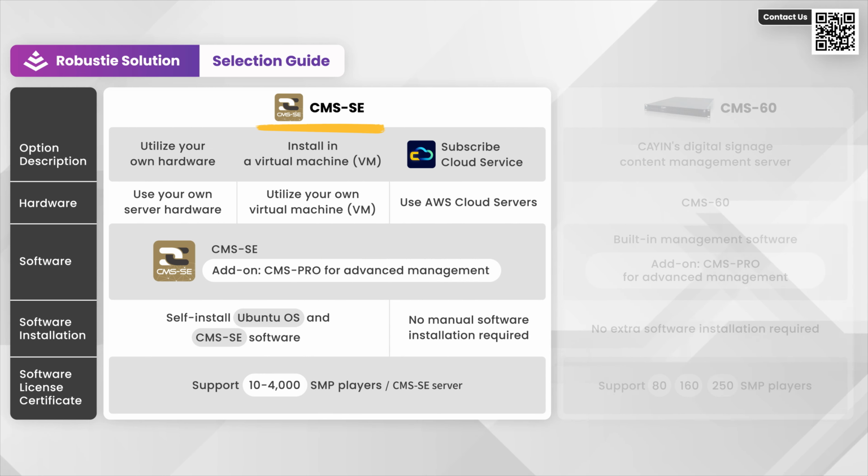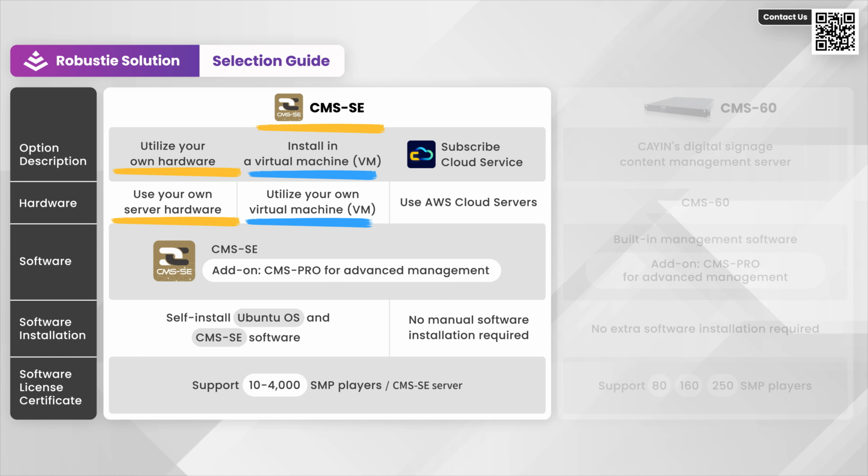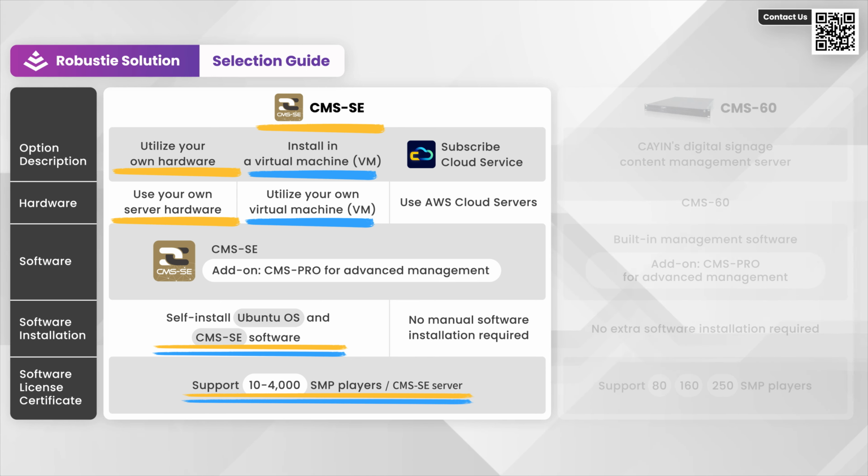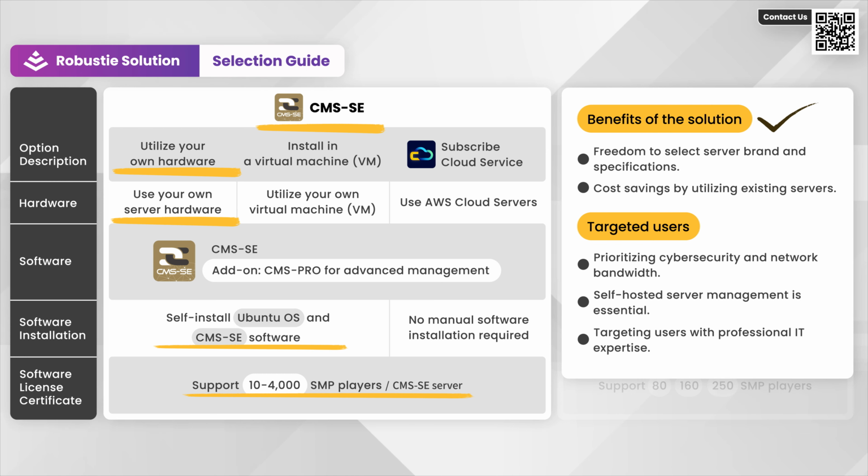Purchase KN CMS SE, the software package of digital signage content management server, and install it by yourself in your own physical server computers or virtual machine. You must either provide your own server hardware or rent a virtual server, and then install the Ubuntu operating system and the CMS SE software yourself. The quantity of software license certificates that can be purchased supports between 10 and 4,000 SMP players per CMS SE server.